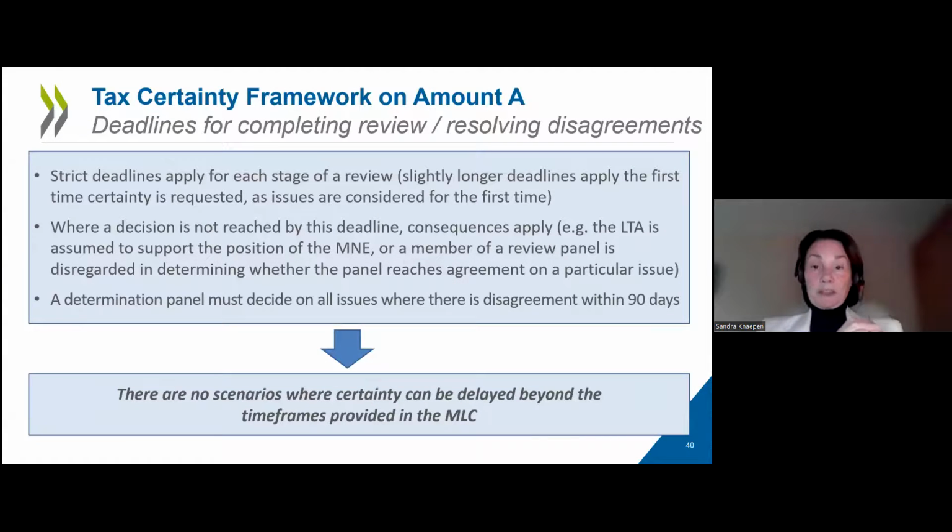And very importantly, there are consequences when a decision is not reached within that deadline. So where the review is conducted by a review panel and there is a panel member that cannot reach a decision within the deadline, it will be disregarded so that the panel can reach agreement without that member making a decision. Where the review is conducted by the lead tax administration, and there is an issue where the lead tax administration cannot reach a decision, then it will be assumed that it supports the approach taken by the M&E.